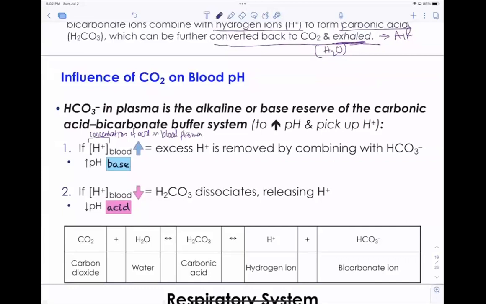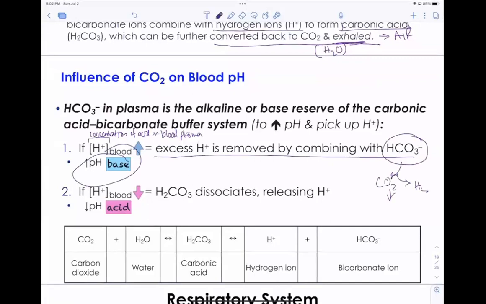If it goes up, then we are getting more alkaline or basic. And so excessive protons are combining with the bicarbonate ions, and then it's again going to become eventually CO2 and water. You get rid of the CO2, you get rid of the acid, right? And it'll bring the pH up.